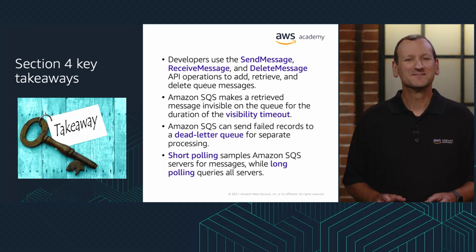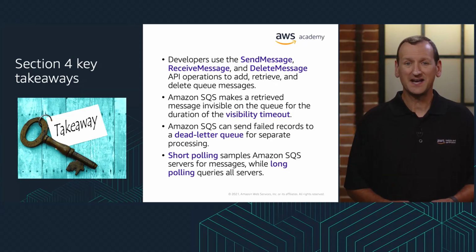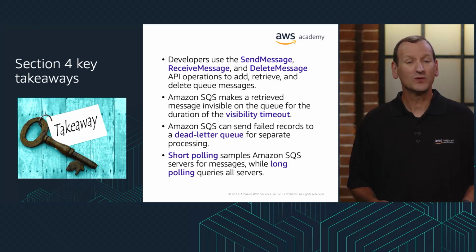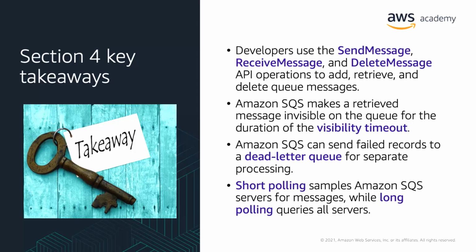Here are the key takeaways for this section of the module. Developers use the send message, receive message, and delete message API operations to add, retrieve, and delete queued messages. Amazon SQS makes a retrieved message invisible on the queue for the duration of the visibility timeout. Amazon SQS can send failed records to a dead letter queue for separate processing. And short polling samples Amazon SQS servers for messages, while long polling queries all servers.